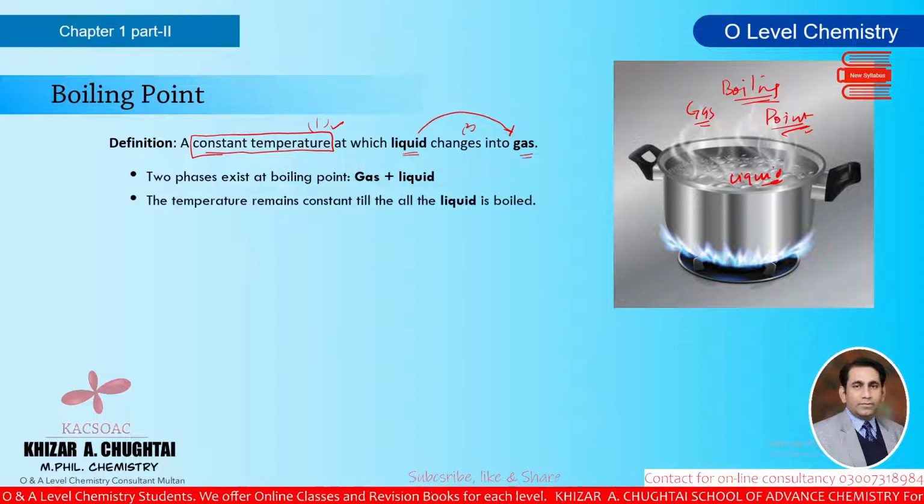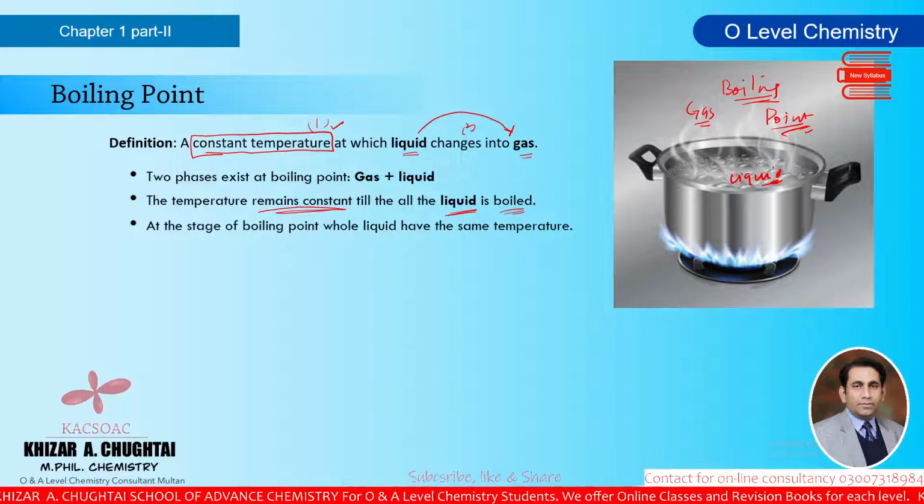Temperature remains constant till all the liquid is boiled off, that is, converted into the vapor or gaseous state. At the stage of boiling, the whole liquid has the same temperature. You can check the temperature at any portion of the liquid, and the whole liquid is supposed to have the same temperature during the boiling. So at the boiling point, the whole liquid sample has the same temperature.